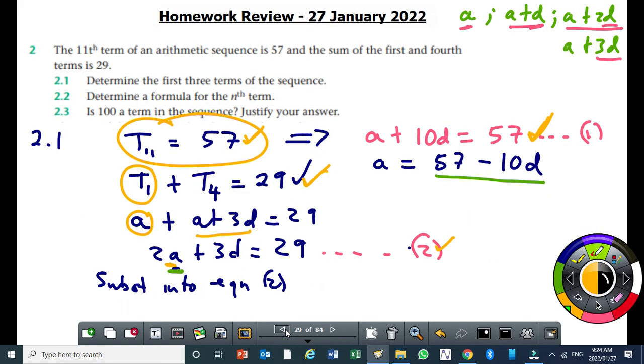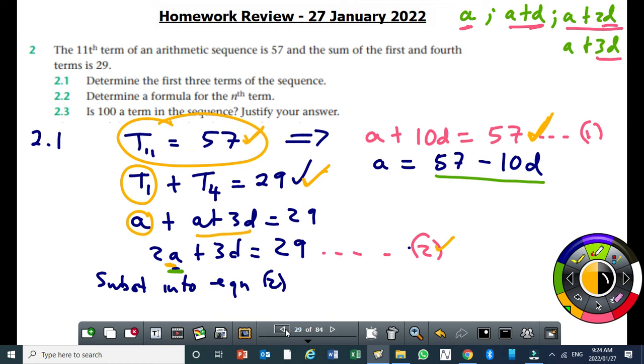2.1. Okay, I know why 2.1 can be an issue. Do you know that an arithmetic sequence can be written using A and D? And if you know that, you shouldn't have any problems. Because, as I said earlier, T11 can be written as A plus 10D. Then you equate that to 57. You have the first linear equation.